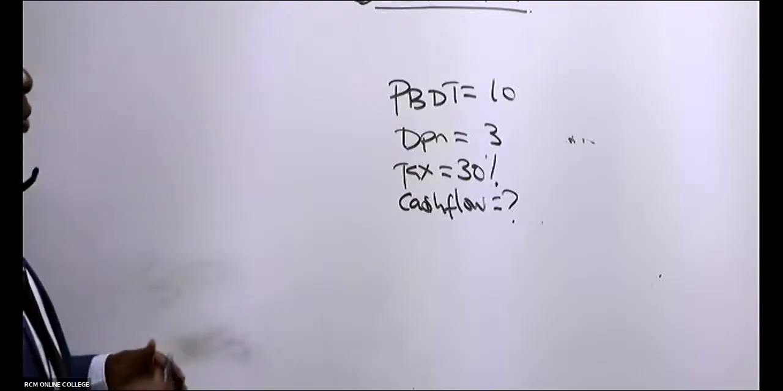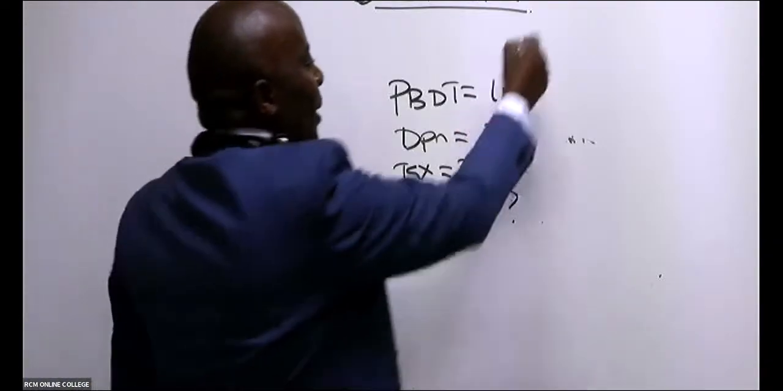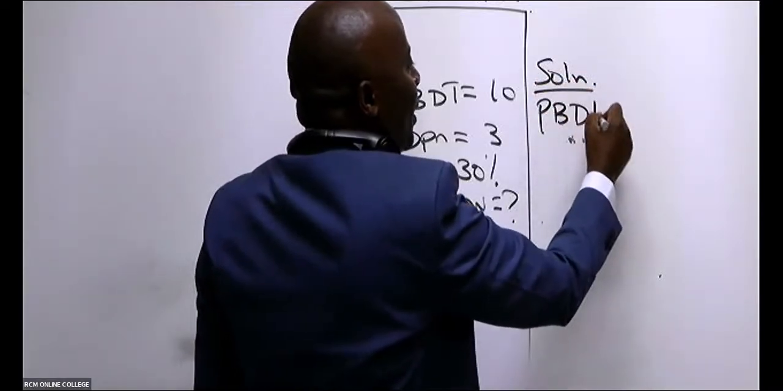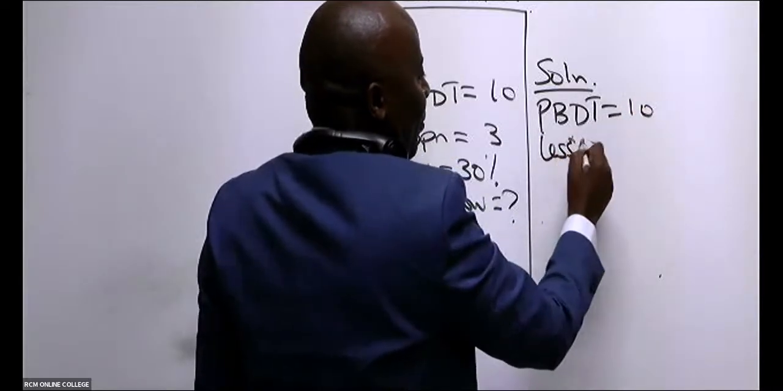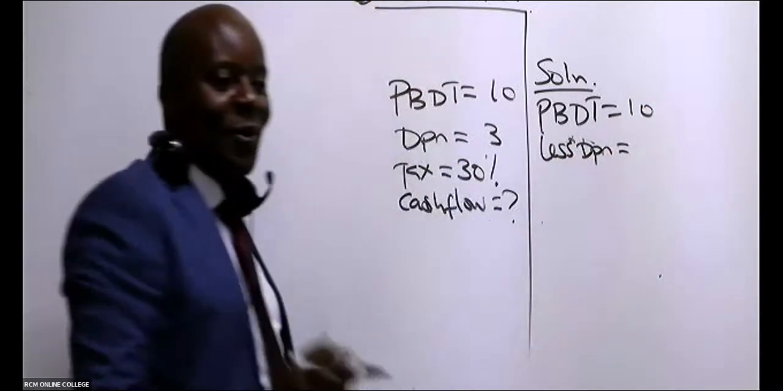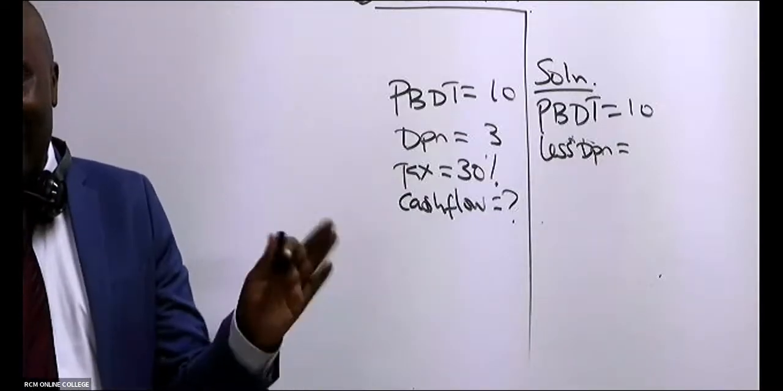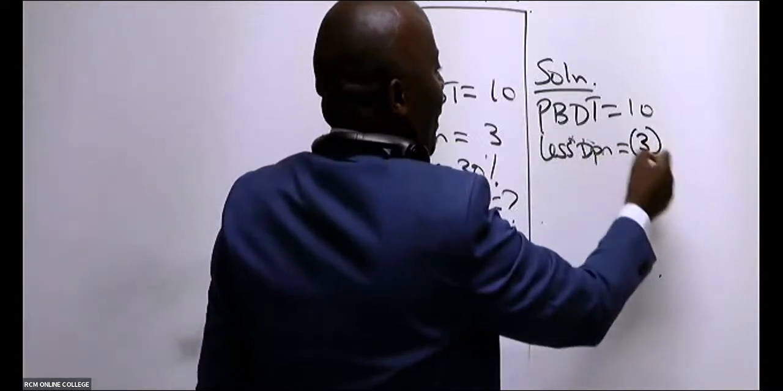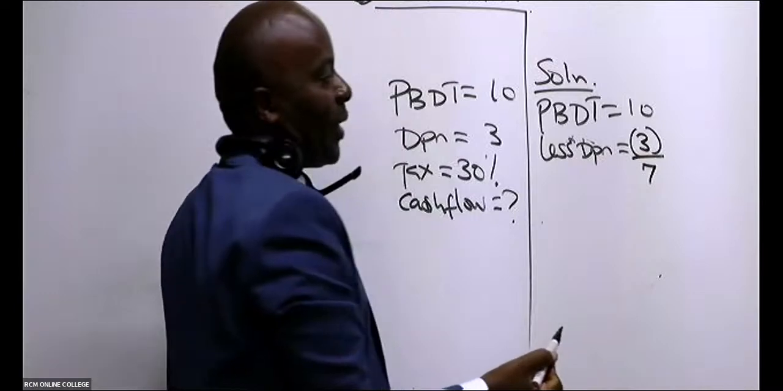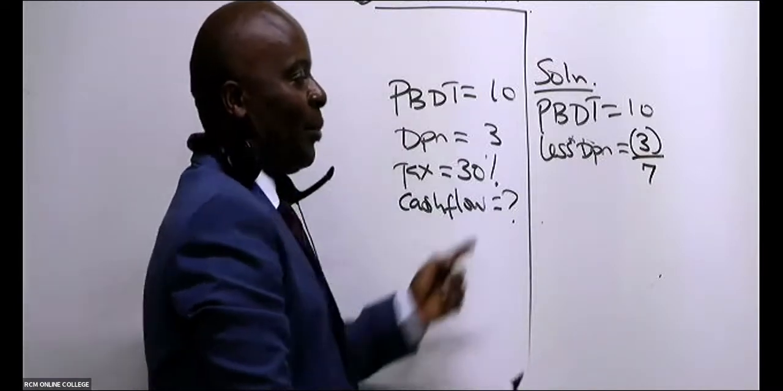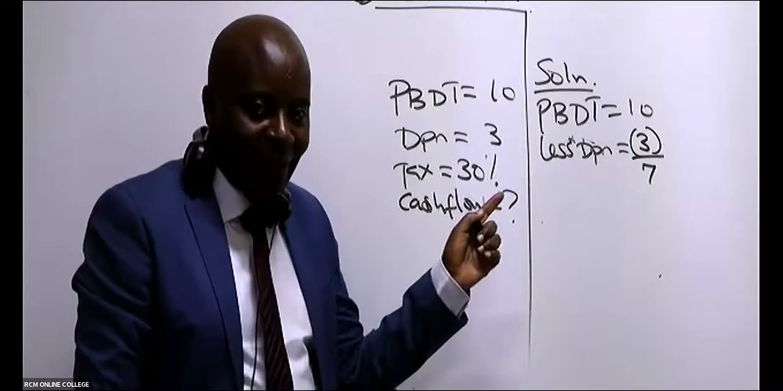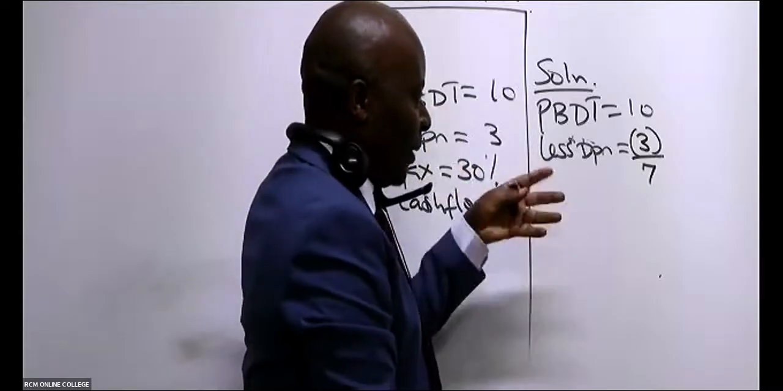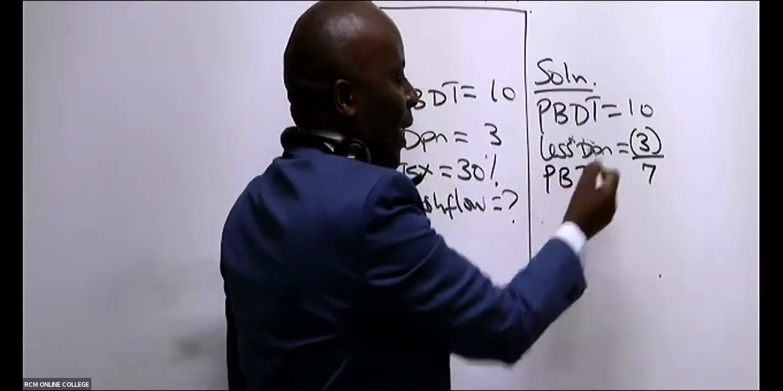So solution then, how do we get this very easy thing? Our solution, we shall say profit before depreciation and tax of 10, and then we less what here, somebody? We less depreciation first, because for us depreciation is allowed for tax purposes. So you less depreciation of 3, so this will give me 7. What name do we give to this number 7? Profit before tax, because already depreciation has been provided for.